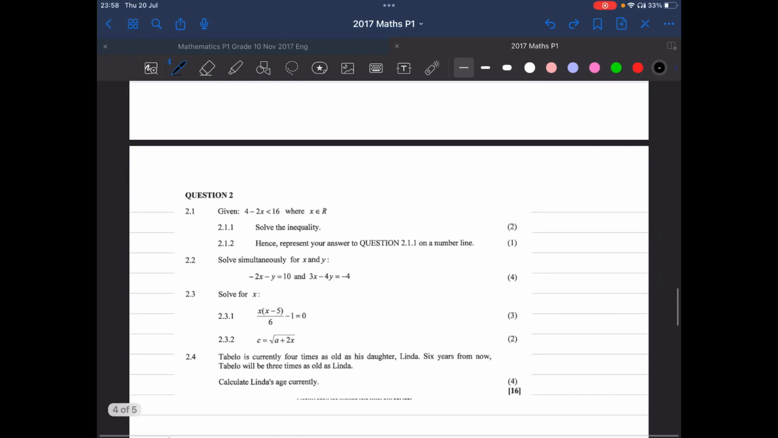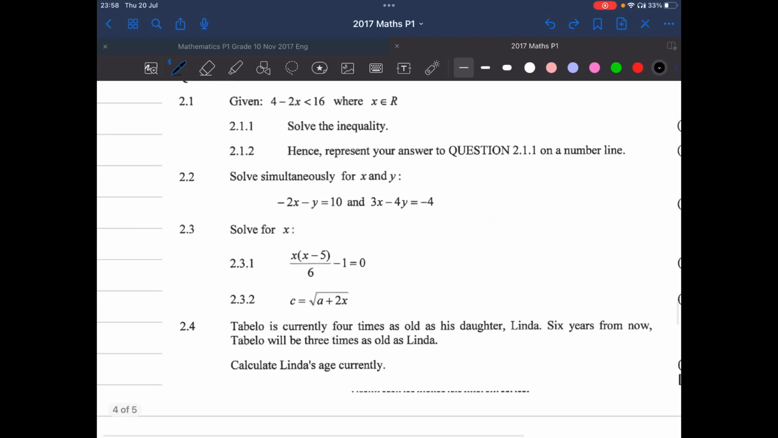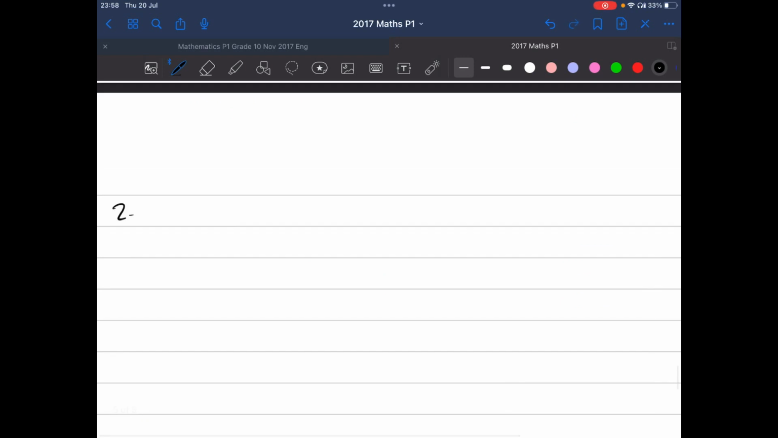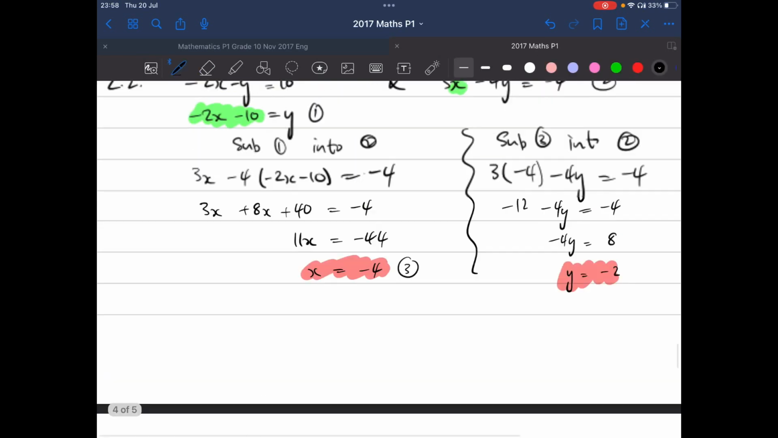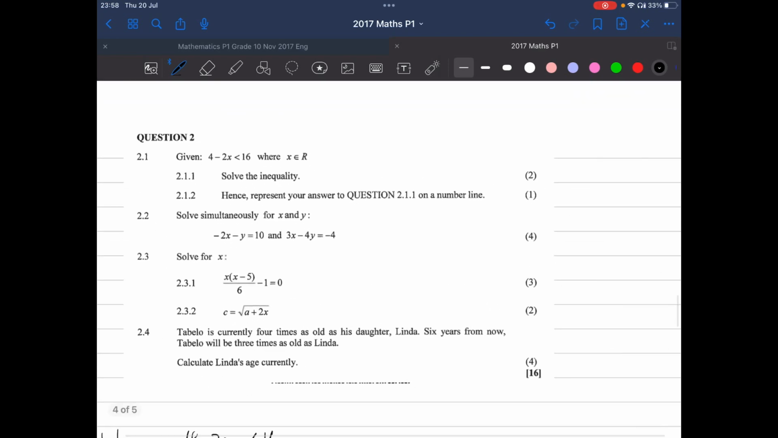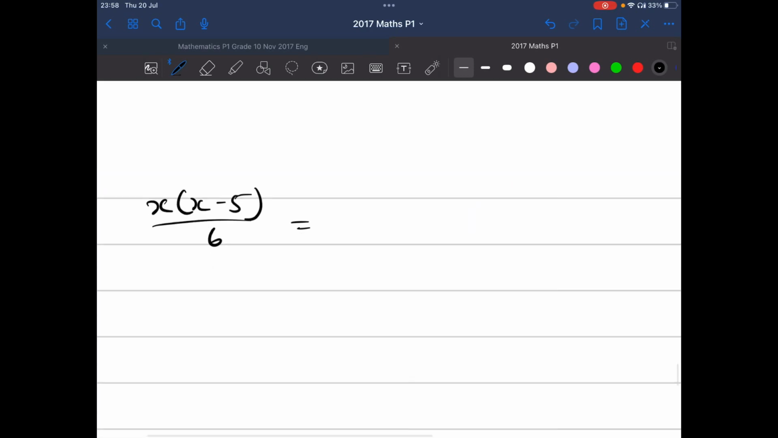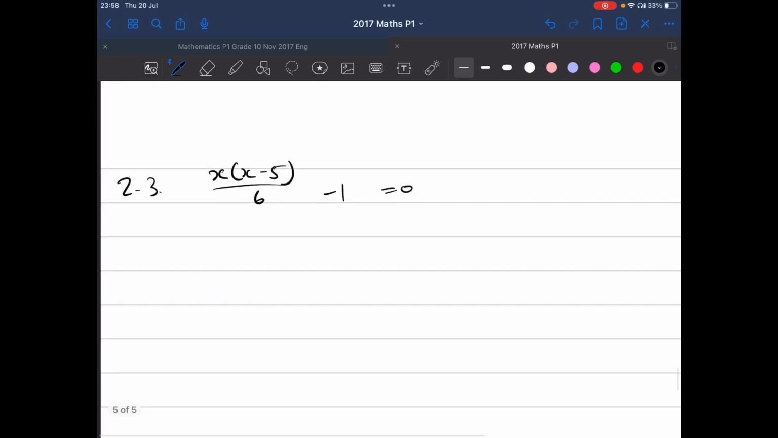Let's move on to question 2.3. So it says solve for x, and then we're given that equation x times x minus 5 over 6. So let me just write that down. X times x minus 5 over 6 minus 1 is equal to 0.